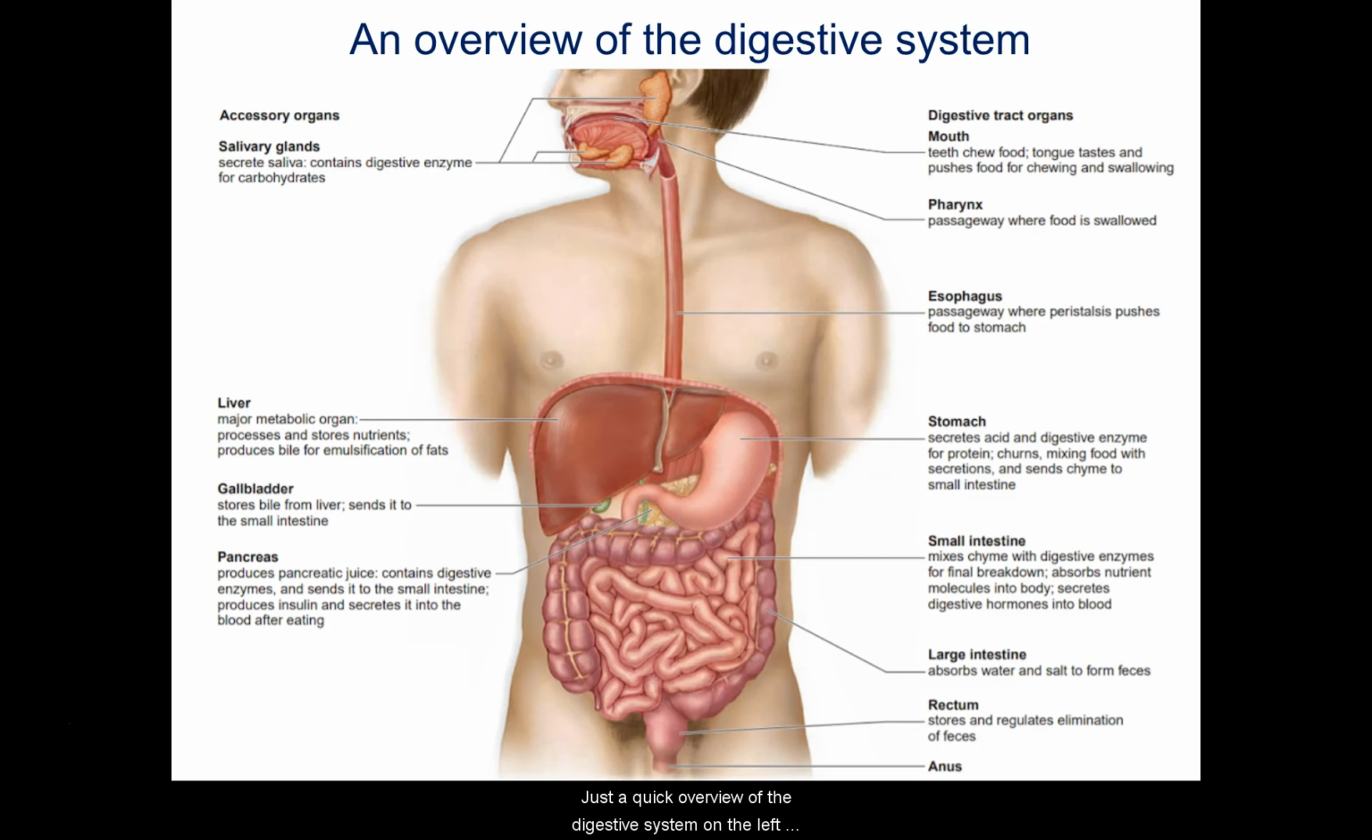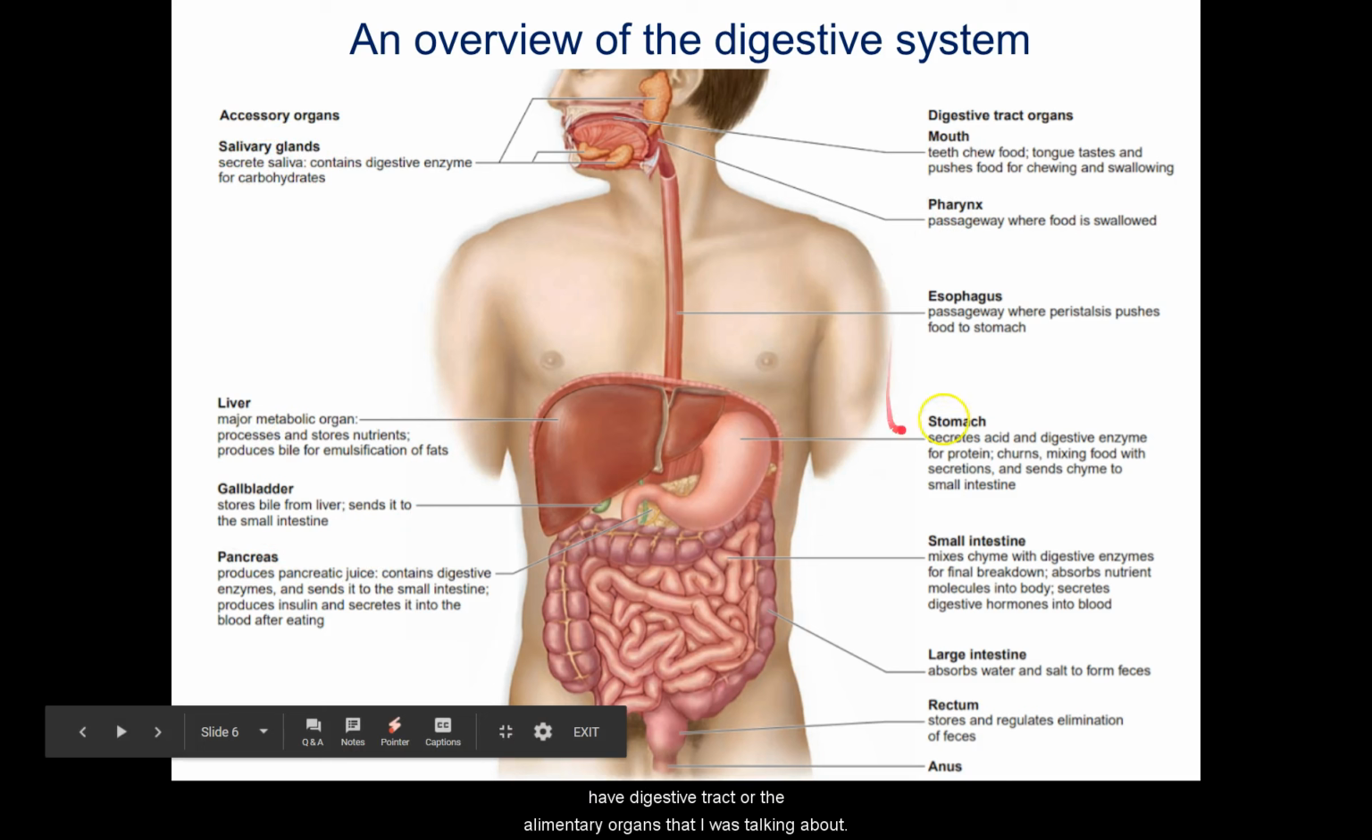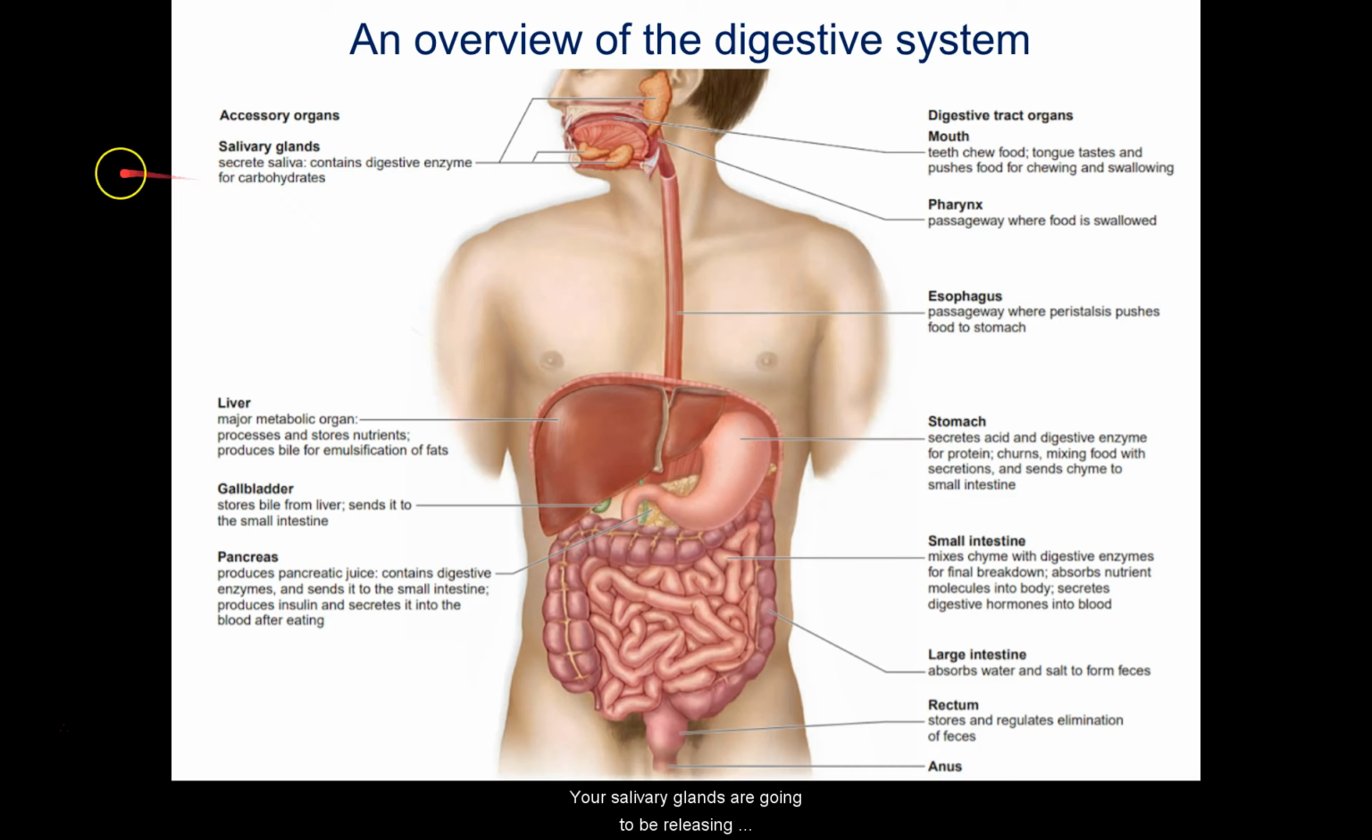So here's just a quick overview of the digestive system. On the left side here, you have accessory organs. On the right side, you have the digestive tract or the alimentary organs that I was talking about. So your salivary glands are going to be releasing enzymes so that you can break down carbs. Your liver is going to be breaking down fats and storing nutrients. Your gallbladder is going to be sending bile to help you further break down fats and other things. And your pancreas is going to secrete pancreatic juice, which has more enzymes.